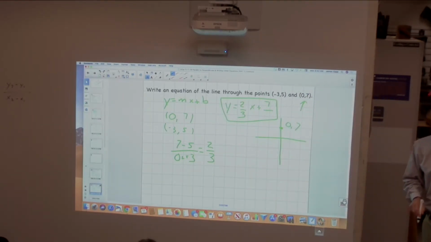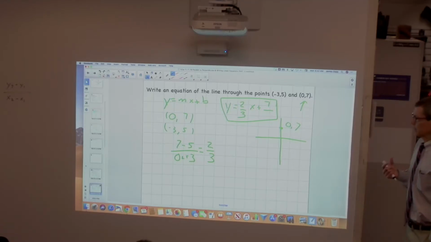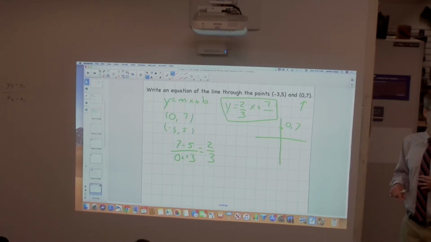So when I was doing the rise over run thing, I ended up getting negative 2 over negative 3, then leading to 2 over 3. That's a great question because you subtracted them in a different order. That's just fine. That worked. Negative 2 over negative 3 is the same as 2 over 3 because it simplifies to 2 over 3. The negatives cancel.